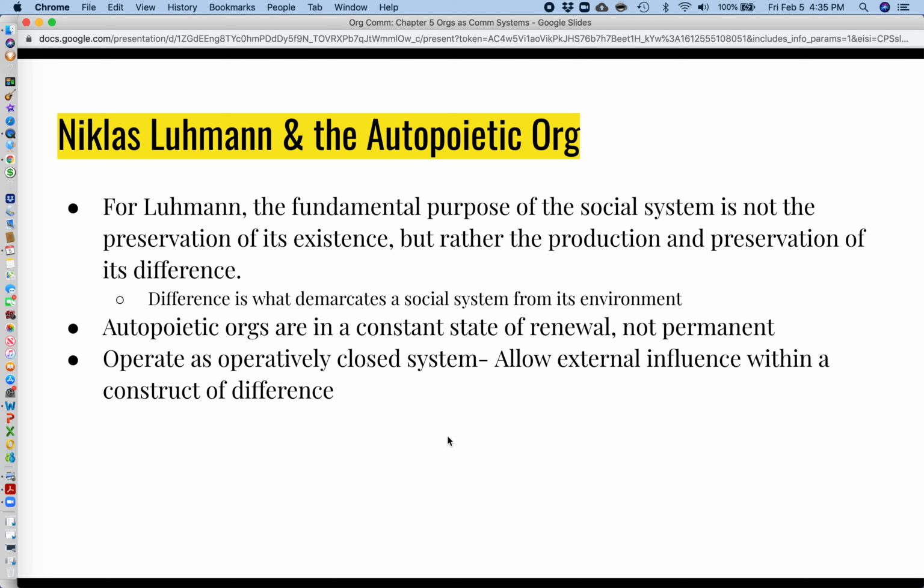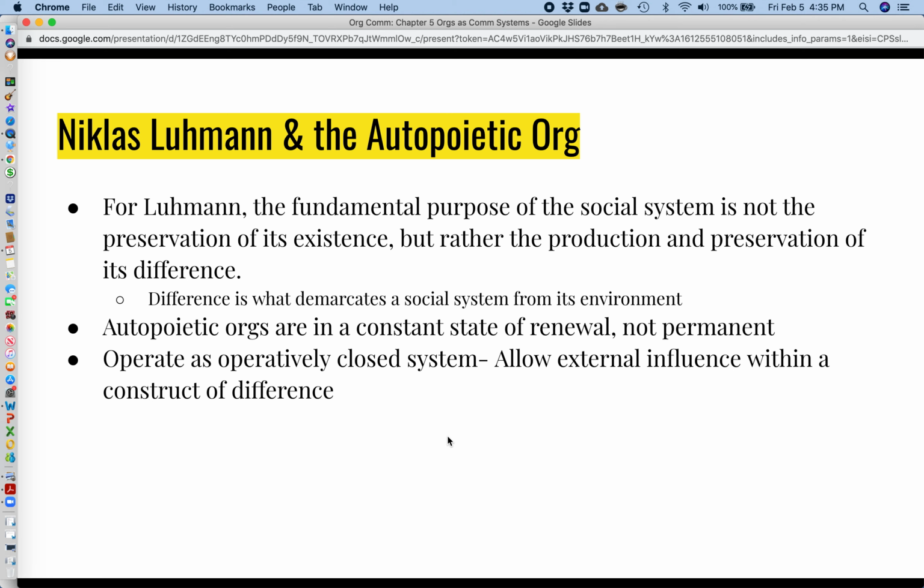We think about language in the same way. So a desk is a desk because it's not a table, right? A desk is a desk because it's not a spoon, right? It's defined by what it is not. So, again, difference is what demarcates a social system from its environment. And autopoietic organizations are in a constant state of renewal. They're not permanent. They're constantly new, right?